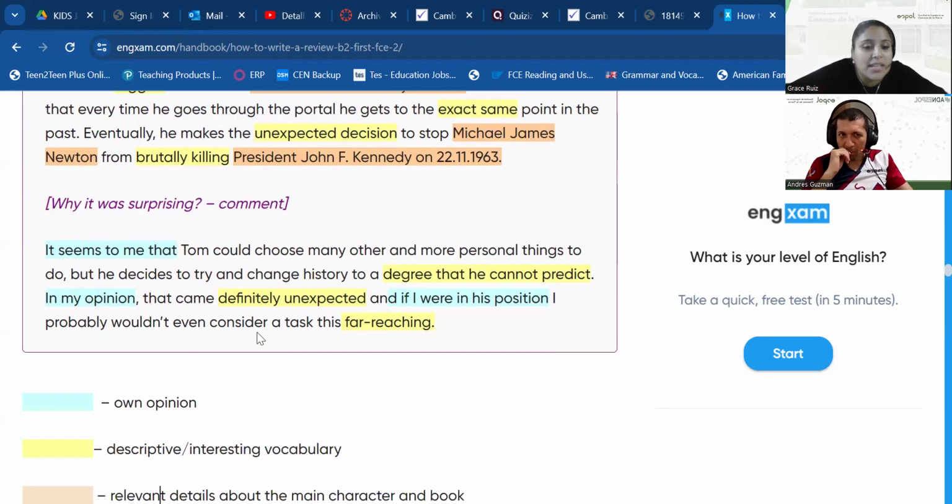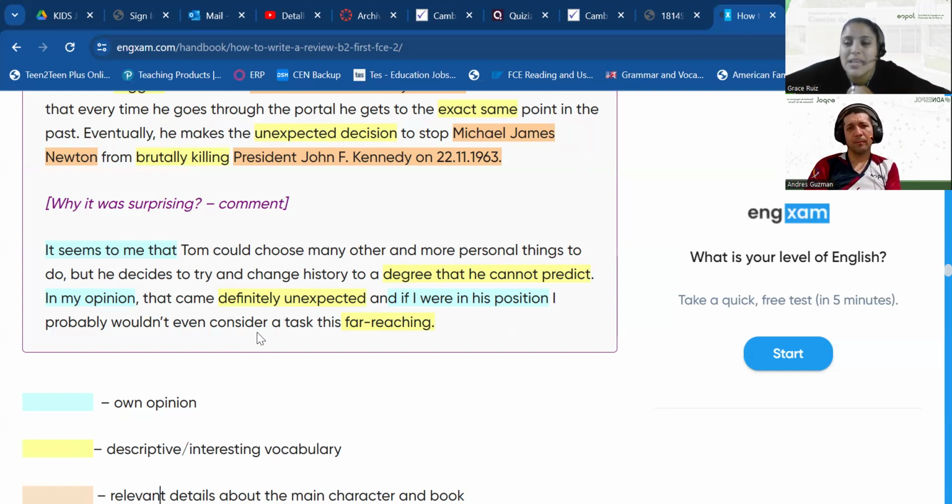It seems to me that Tom could choose many other and more personal things to do, but he decides to try and change history to a degree that he cannot predict. In my opinion, that came definitely unexpected, and if I were in his position, I probably wouldn't even consider a task this far-reaching. Estos son los describing words que yo te estaba hablando hace un ratito.